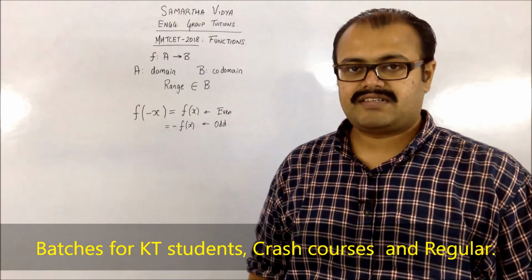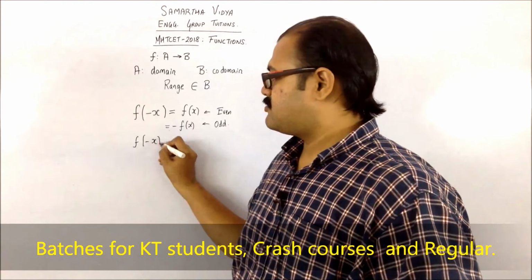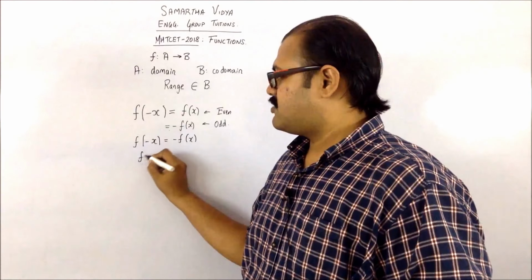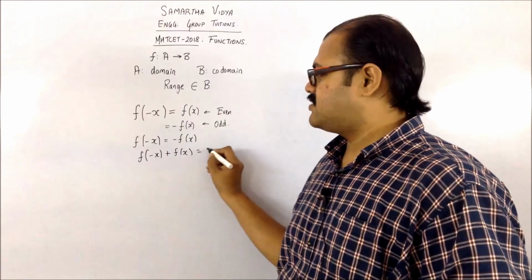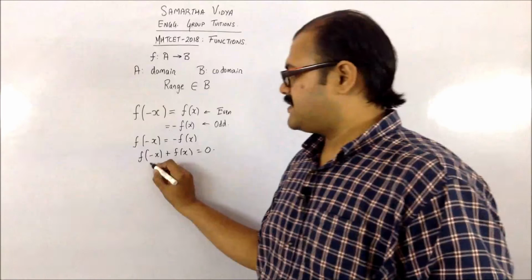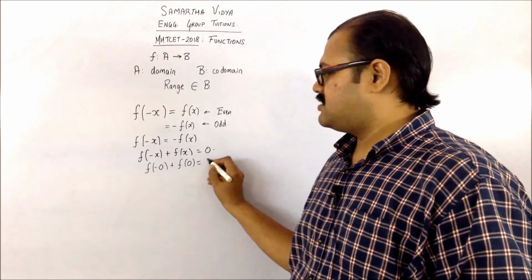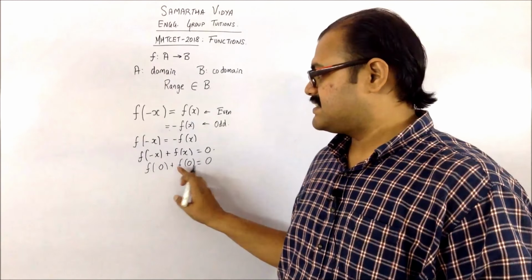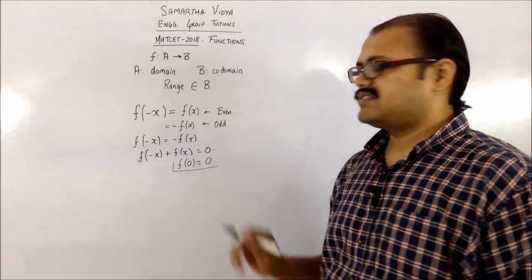So one thing peculiar about this odd function is, if you are using the equation f of minus x equals minus f of x, what you will be getting is f of minus x plus f of x will be equal to 0. So if you substitute x equals 0 in this, what you will be getting is f of minus 0 plus f of 0 is equal to 0, but f of minus 0 is nothing but f of 0, so you will be getting twice of f of 0 equals 0, which basically means that f of 0 is 0.